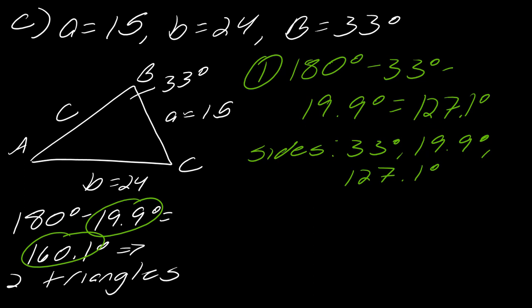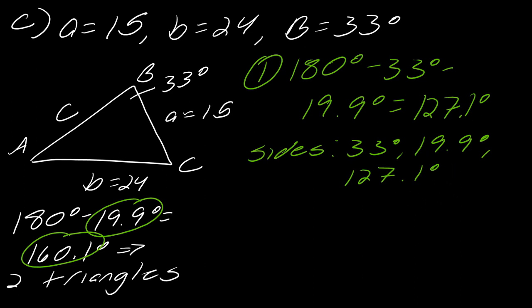Let's say that I have this first angle, 19.9. If I have the first angle 19.9, what would the three potential corners be? Remember, I was given 33 degrees. I found 19.9. So if I just do the math, 180 minus 33 minus 19.9, the last angle would be 127.1 degrees. So the three corners would be 33, 19.9, and 127.1. This is a legit triangle, right?